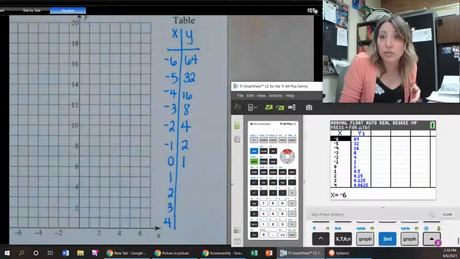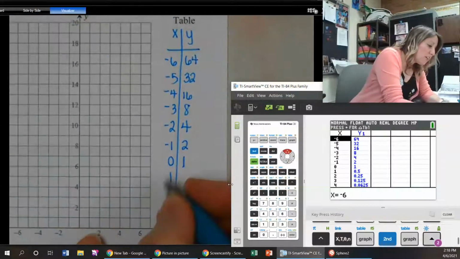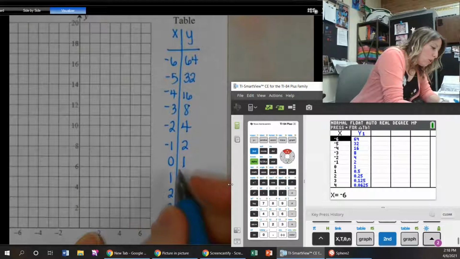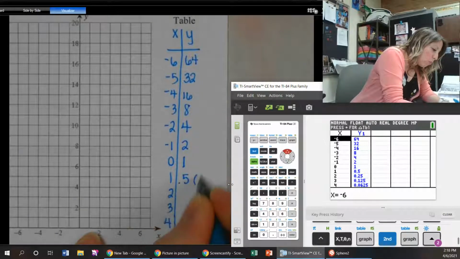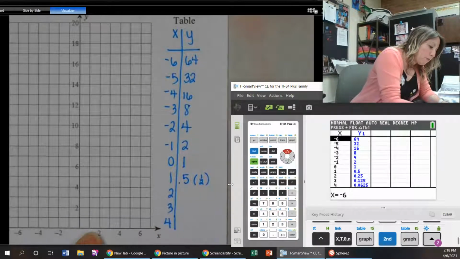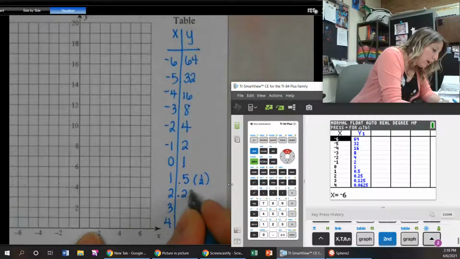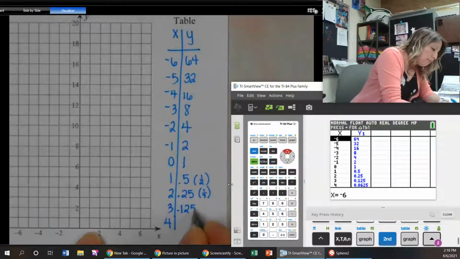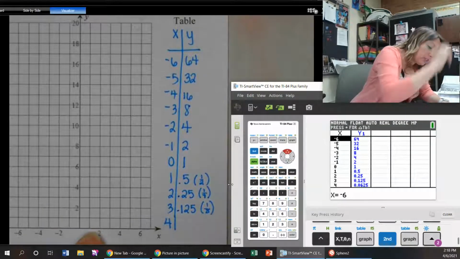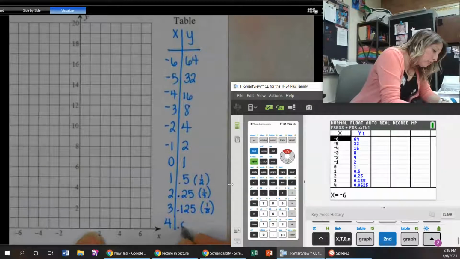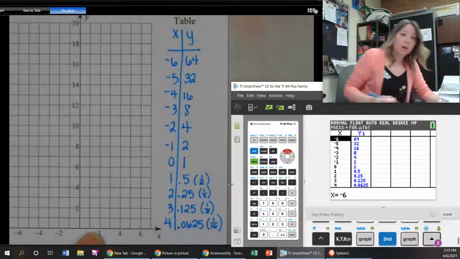So that y-intercept is the same. And then we're taking half of 1. Well, that's 0.5 or 1/2. Then we're taking half of 1/2. Well, that's 0.25 or 1/4. Then we're taking half of that. Well, that's 0.125. That's 1/8. Then we're taking half of that. Well, that's 0.0625. And that's 1/16.